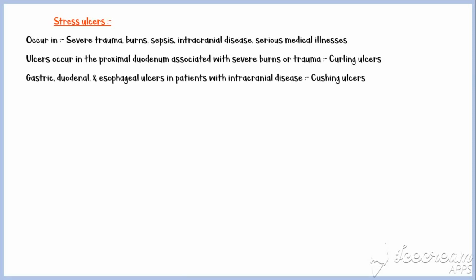Now let's discuss a bit about stress ulcers. As already mentioned, stress ulcers occur in conditions like severe trauma, burns, sepsis, intracranial disease, and other serious medical illnesses. Ulcers that occur in the proximal duodenum associated with severe burns or trauma are called Curling ulcers. Gastric, duodenal, and esophageal ulcers that occur in patients with intracranial disease are called Cushing ulcers.